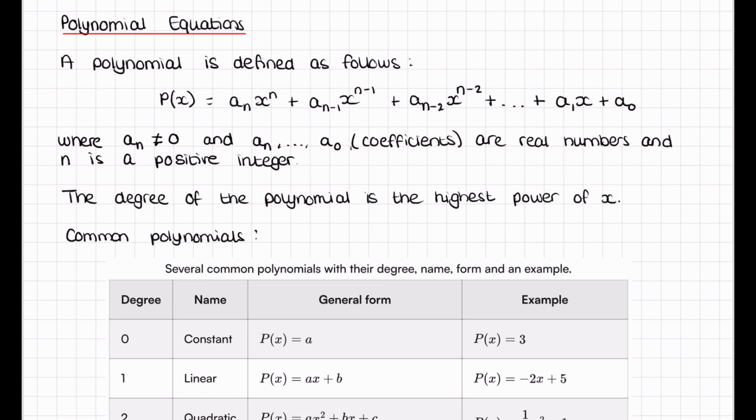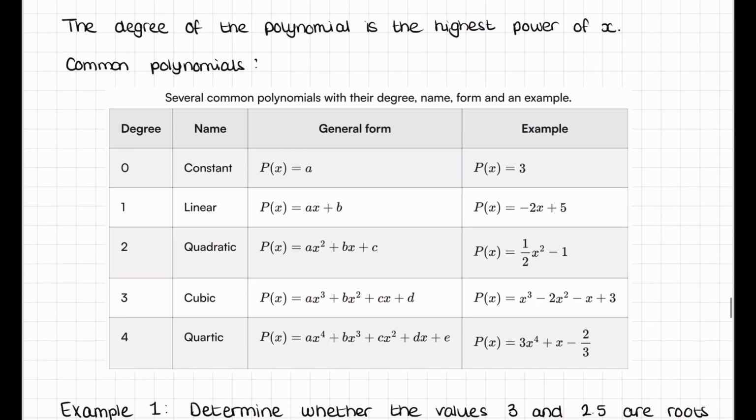Now common polynomials that you've seen before: just a constant, just a number, is a polynomial. A linear equation is a polynomial with a degree of 1, because it's x to the power of 1. A quadratic has a degree of 2, because the highest power is 2. Then we've got cubic, which has a highest power of 3, and quartic, a highest power of 4. So all these actually come under the heading of polynomials.